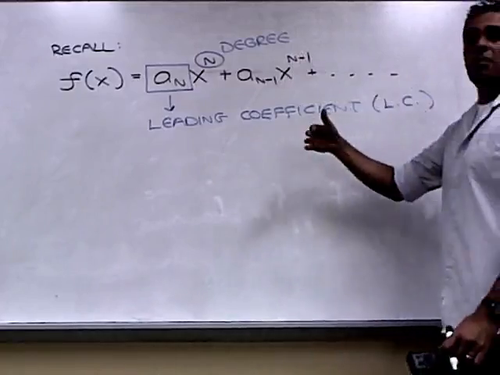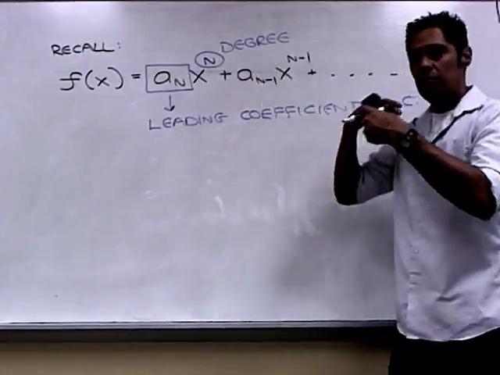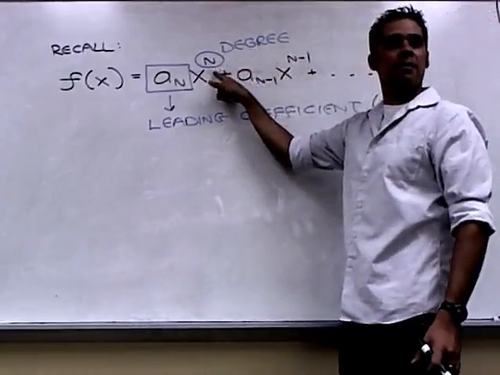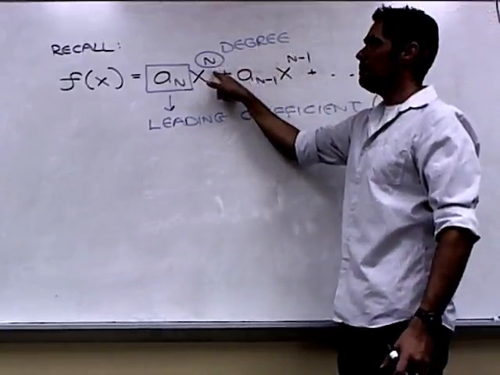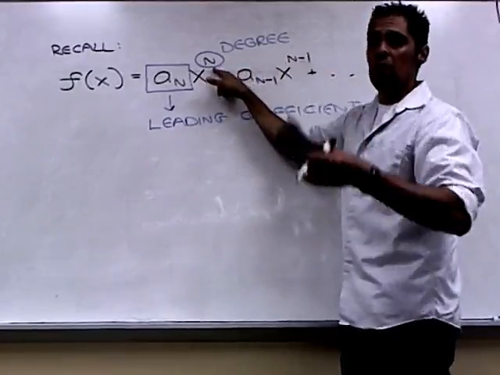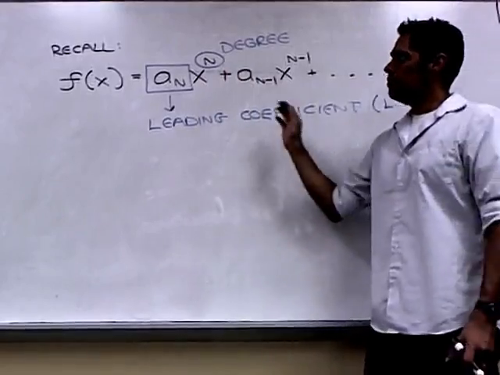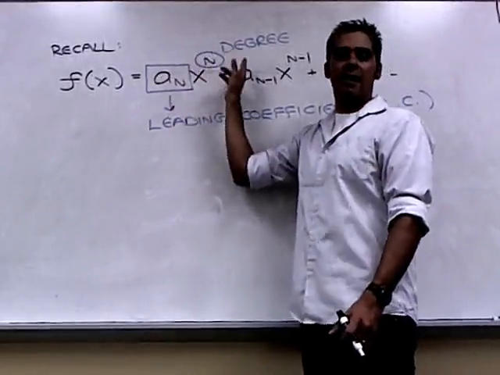We need to know this in order to be able to do the test. So just so we're all on the same page, when I start saying things like what's the degree, everyone's going to look at what the power is. Not just any power, but the highest power. And when I say what's the leading coefficient, you're going to look at the number that was in front of that highest power.